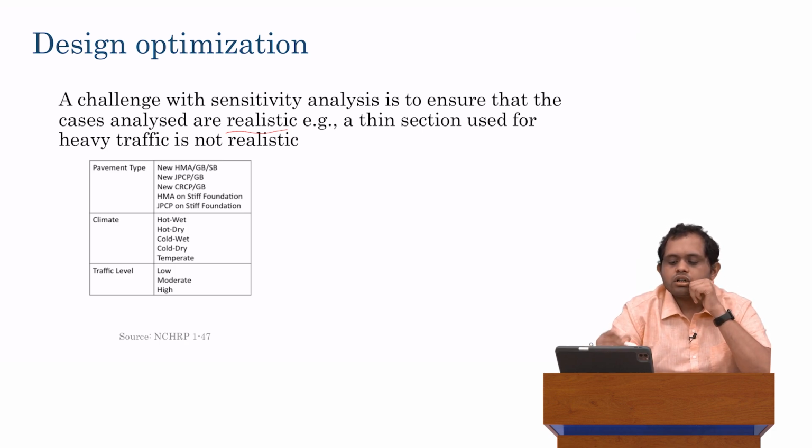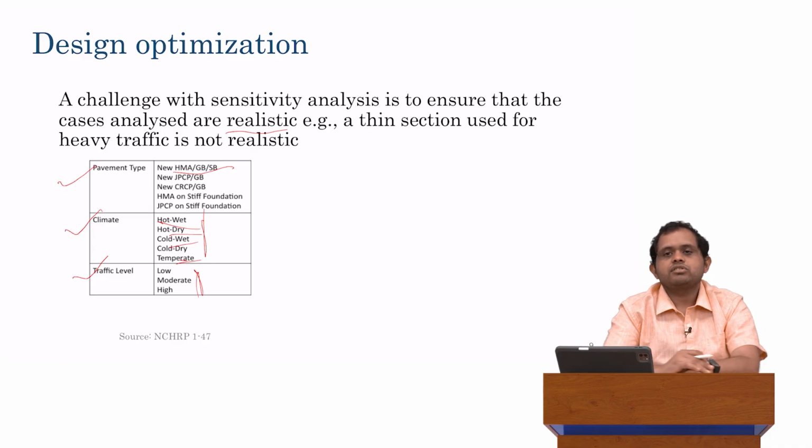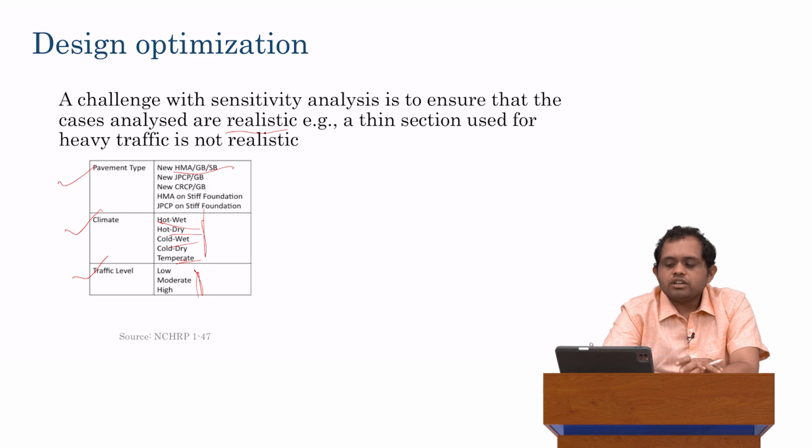So for example, what are the different combinations they considered in this particular report? They basically looked at 3 different types of inputs. So they looked at pavement type, so that could be a flexible pavement and rigid pavement, both new as well as reconstructed. They looked at different types of climates. So they looked at hot, wet climate, hot, dry, cold, wet, cold, dry, and temperate climates. So this is again in the US, so they didn't really have the tropical climate that we have in India, but they looked at different types of climates. They also looked at 3 different traffic levels: low, moderate, and high. So these were sort of the overall cases that they looked at.